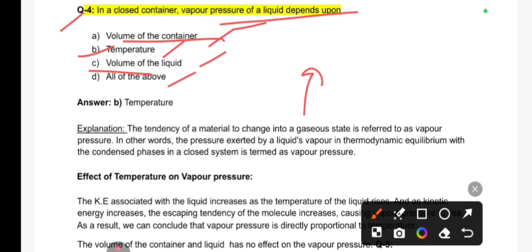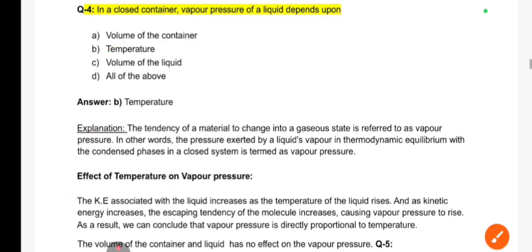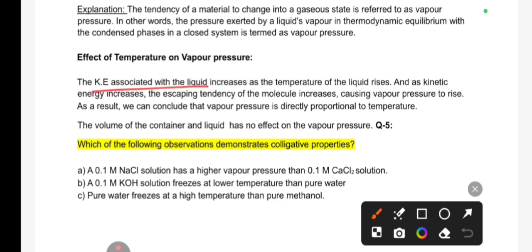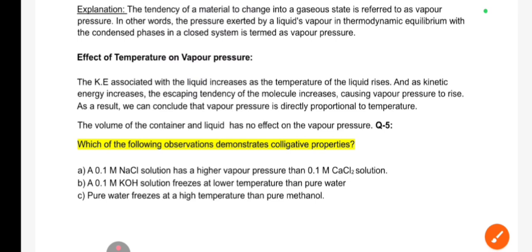Okay, so in the explanation you can see here, the tendency of a material to change into gaseous state is called vapor pressure. Okay, so it depends upon temperature. If you increase the temperature, definitely the kinetic energy will increase. Okay, if kinetic energy increases, then vapor pressure will increase.